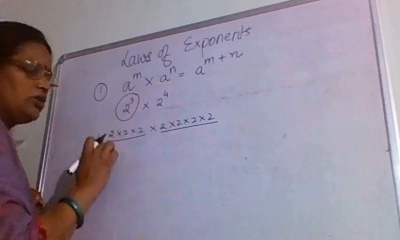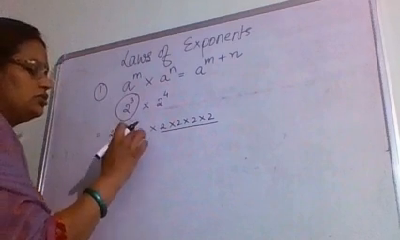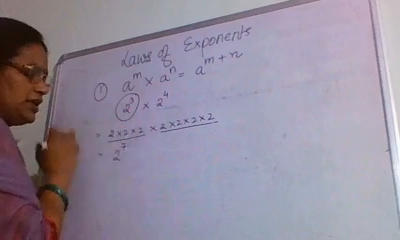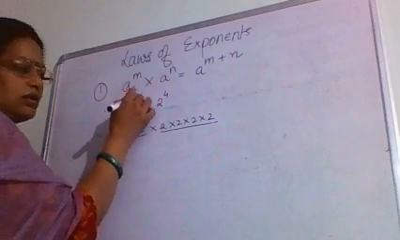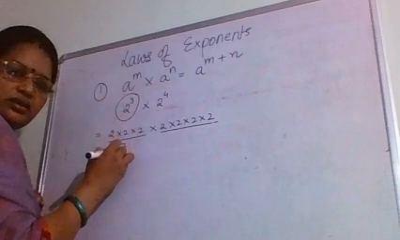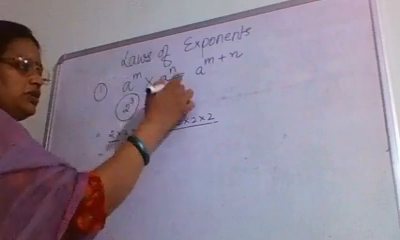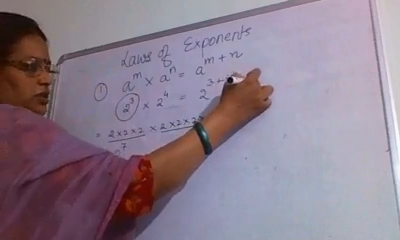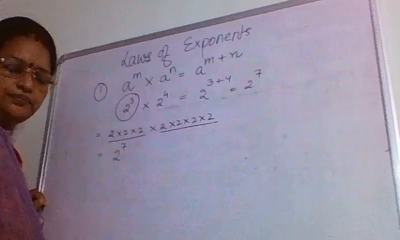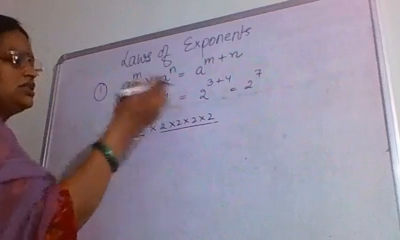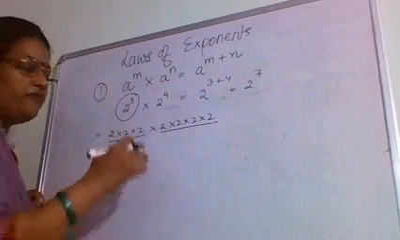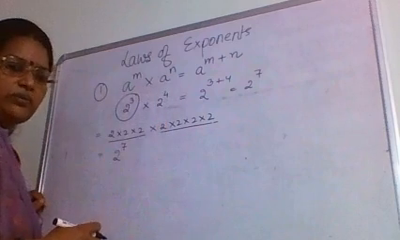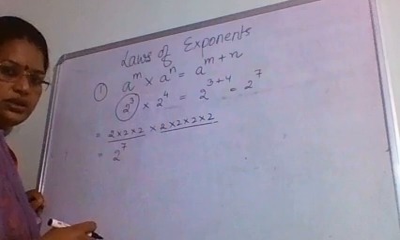Now you can count how many 2's are there in total. 1, 2, 3, 4, 5, 6, 7. So there are total 2 raised to power 7. So actually what happens over here is these powers get added, 3 plus 4. So that's why we are writing 2 raised to power 3 plus 4, that is equal to 2 raised to power 7. Okay. So this is how the power gets added when you are having the same base. So the power gets added when you are multiplying two exponential terms.